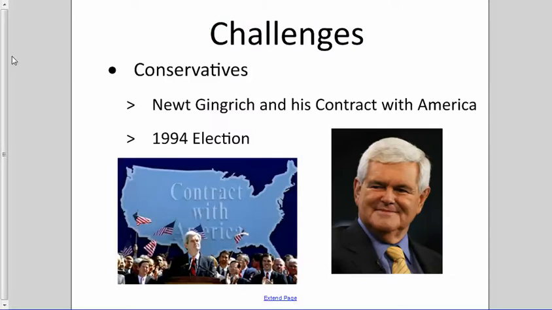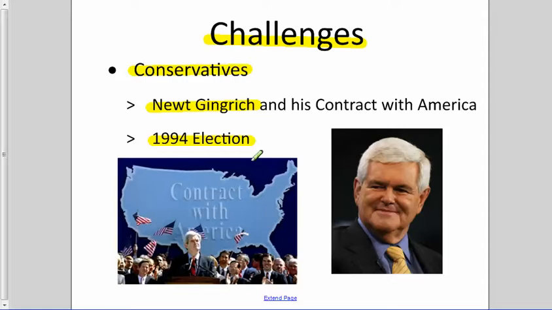So it sounds like Clinton was doing pretty well. Well, he had some challenges too in his presidency. Some challengers, Newt Gingrich being his most famous challenger. The conservatives really had a comeback in the 94 election. So a couple of years into Clinton's presidency, he was struggling a little bit. At this point, he didn't have a balanced budget and things like that.